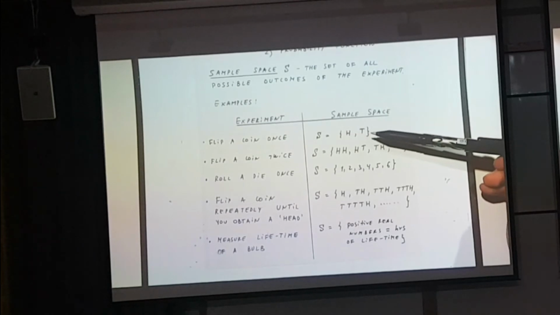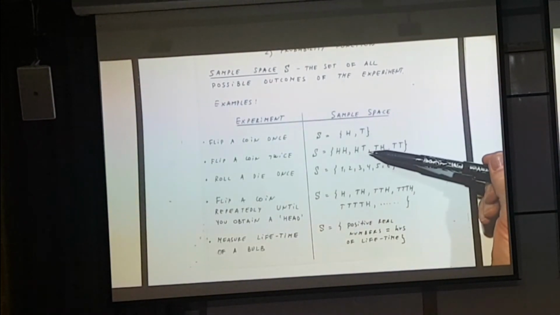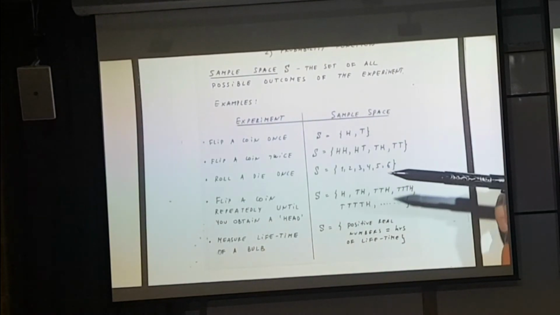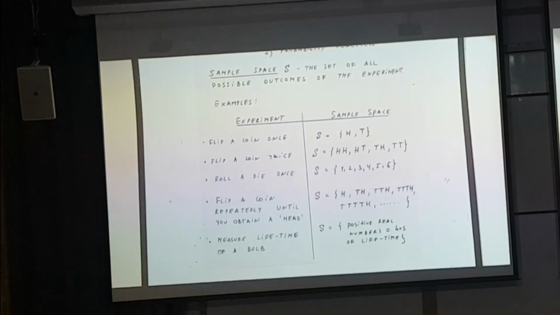In these first four examples, the sample spaces are what is called discrete sets. They have finitely many elements in the first three sample spaces, and the fourth one is infinite, but the elements are countable. You can count, this is the first element, second element, third, and so on. In such situations, when you either have finitely many elements, or you can count your elements, we say that we have a discrete set or discrete sample space.